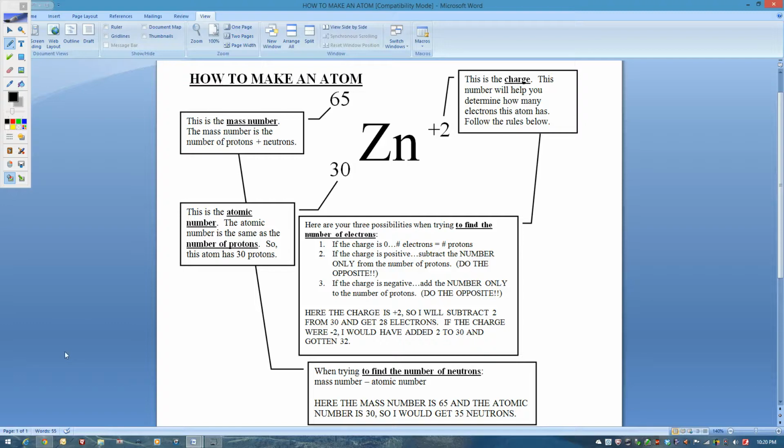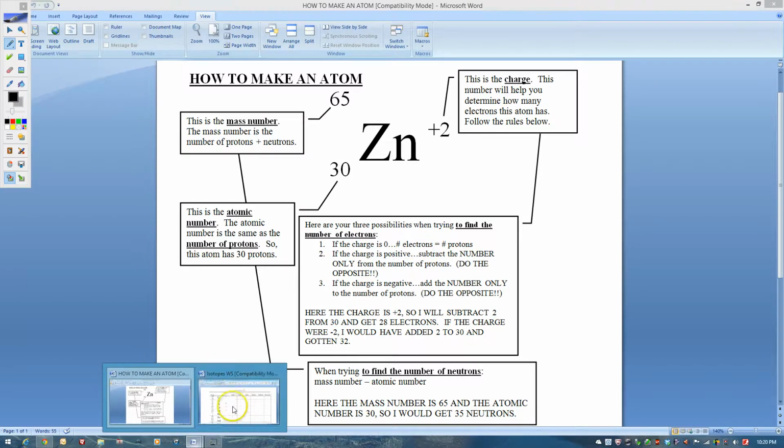Hello everybody. I want to give you notes very briefly on how to figure out the number of protons, neutrons, and electrons that make up all of these atoms that you should now be familiar with. Because we can say there are atoms, but there are also many different kinds of atoms. So you should receive this handout on how to make an atom.